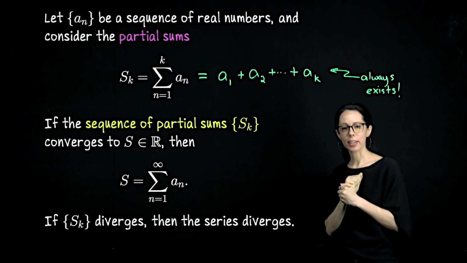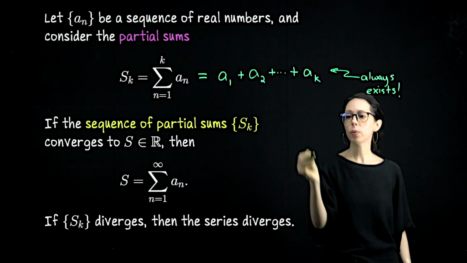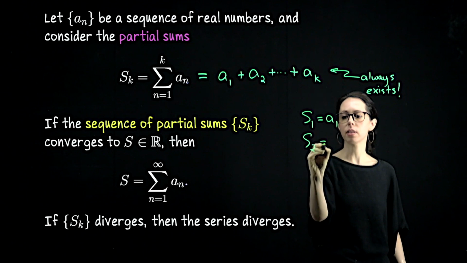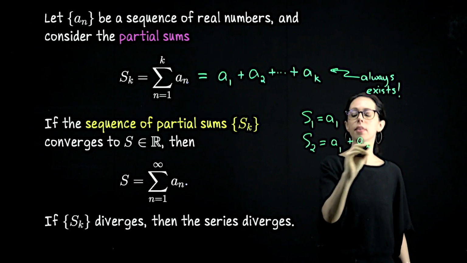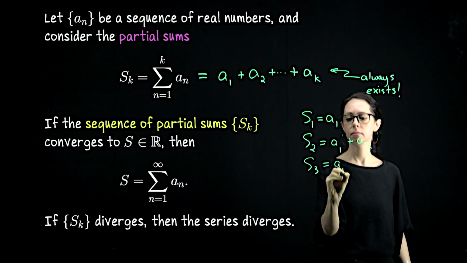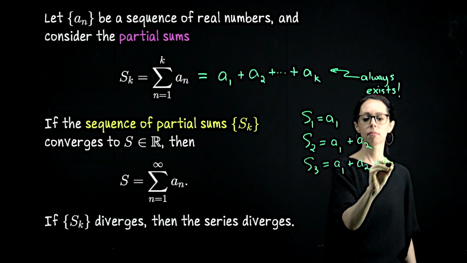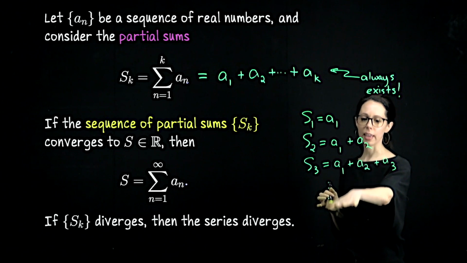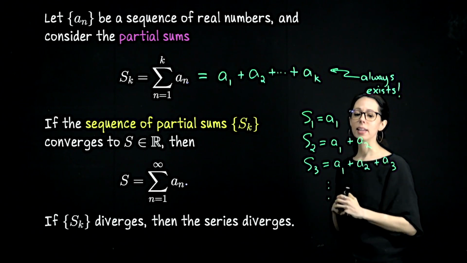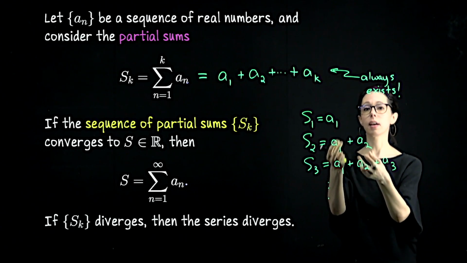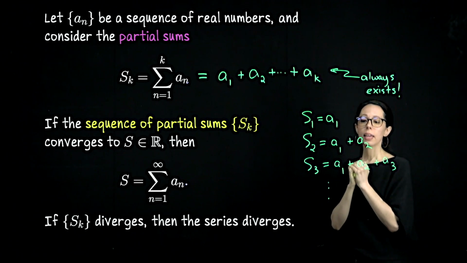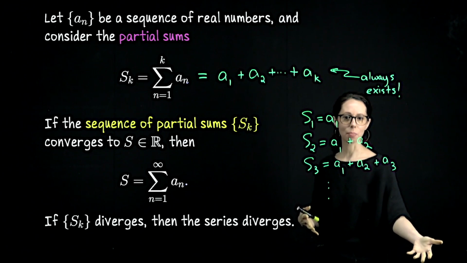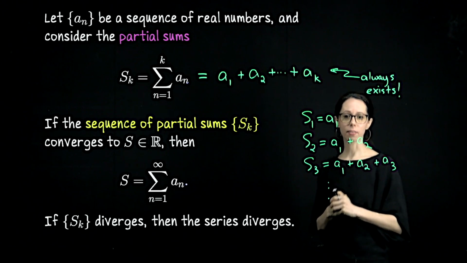From this, we generate a sequence of partial sums. The sequence looks like the first partial sum, the second partial sum, the third partial sum, and we keep going. So this is an infinite ordered list of numbers. It's a sequence, and each term in the sequence represents a partial sum. If the sequence is tending to a number, then we say, hey, the infinite sum is tending to that number. That's what it means for an infinite series to converge.